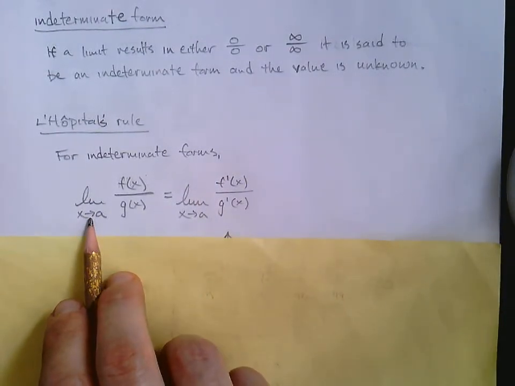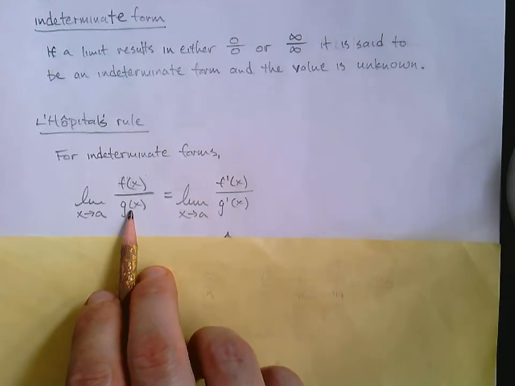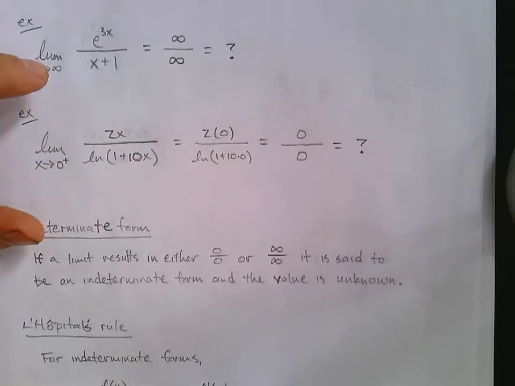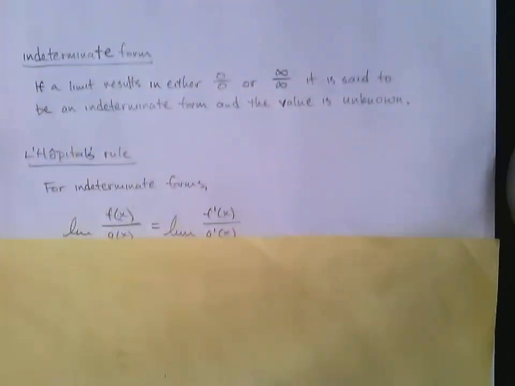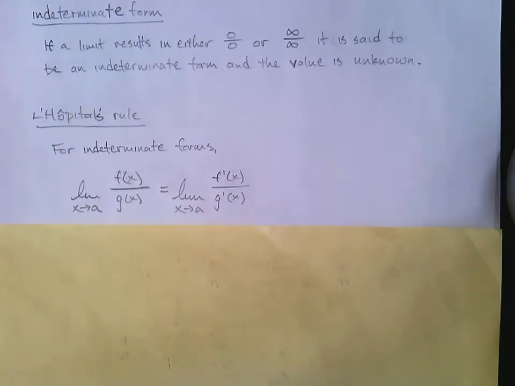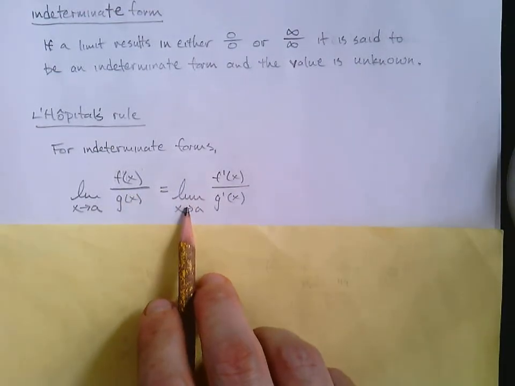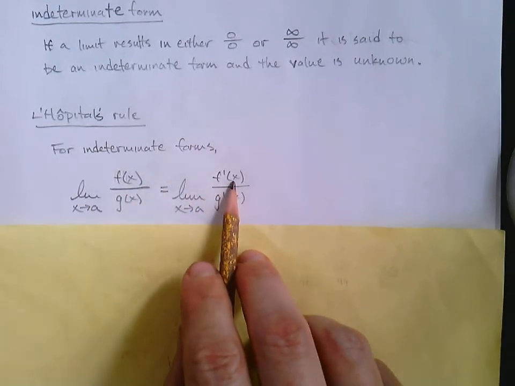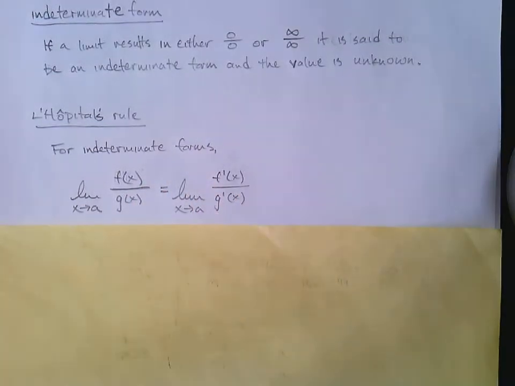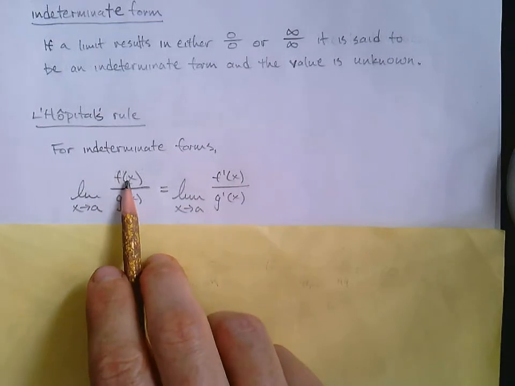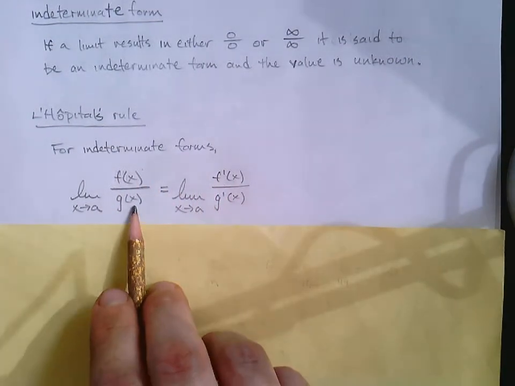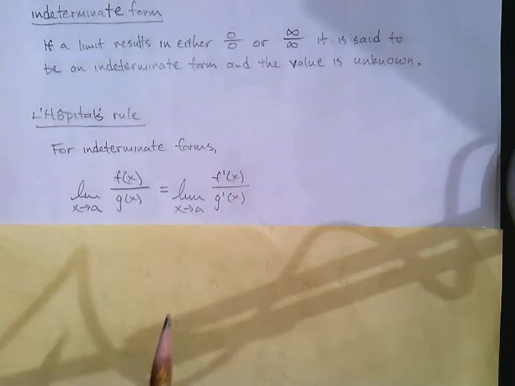The limit as x approaches a of f of x over g of x, which is what we had, right? We had these fractions, top and bottom, top and bottom. We can say, hey, keep the limit the same, but look at the derivatives. The derivative of f of x over the derivative of g of x. So again, we're thinking of the numerator and denominator separately, saying, okay, what is this derivative and what is that derivative? Let's compare derivatives, and it turns out those limits are equal.